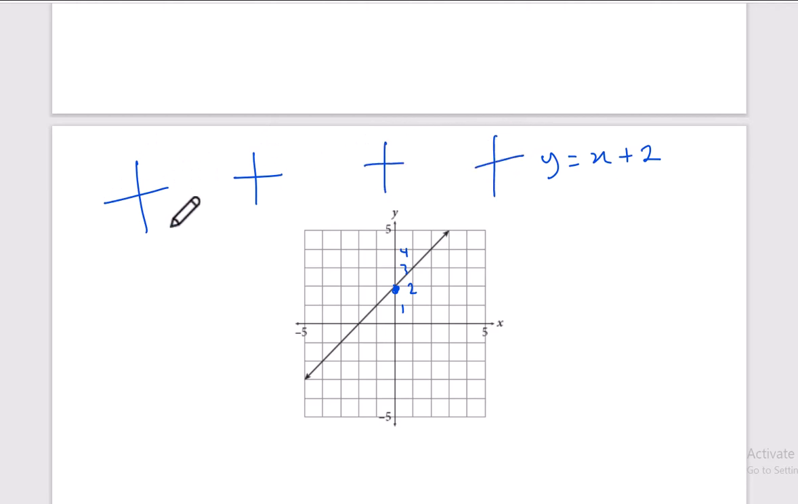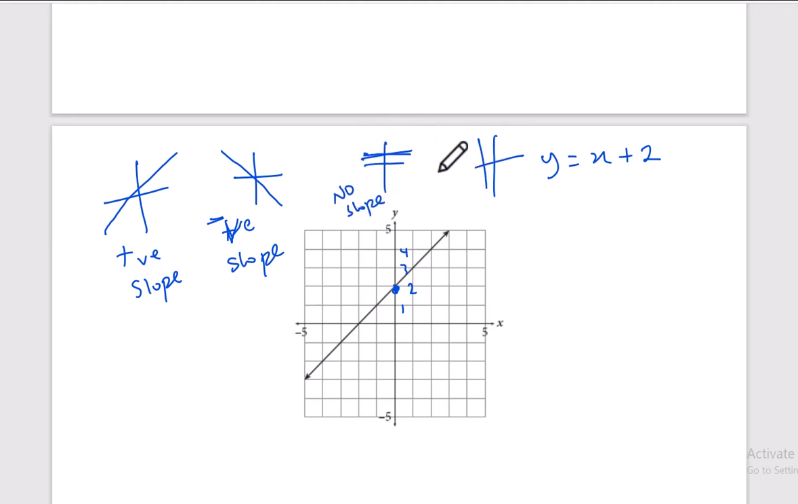Let's pay close attention. If a graph runs from the bottom upward, it has a positive slope. But if it runs downward, it has a negative slope. If it runs horizontally, we say there is what? No slope, or zero slope. And if it runs vertically, we say the slope is undefined. Take note of that information.